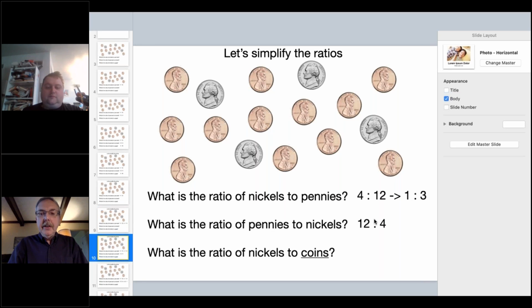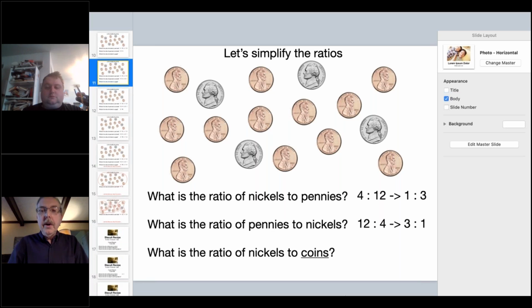When we look at the pennies to nickels, we had a 12 to 4. Here again, you can see 4 goes into 12 3 times, 4 goes into 4 once, but look at the order. We need to make sure that the 3 goes first and the 1 goes second. So it's a 3-to-1 ratio. And if we look at the nickels to coins, once again, we had 4 to 16 that we figured out before. In this case, 4 goes into 4 once, 4 goes into 16 4 times. So we have a 1-to-4 ratio. Really, that's the whole thought of what ratios are. They show how things relate to each other.